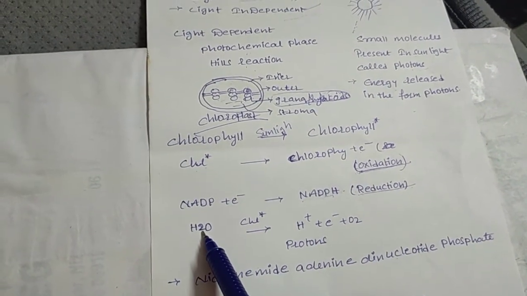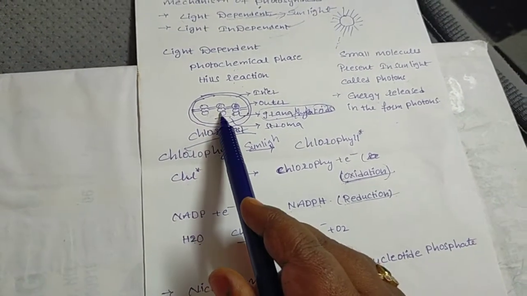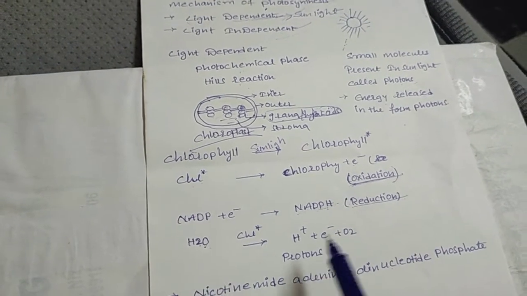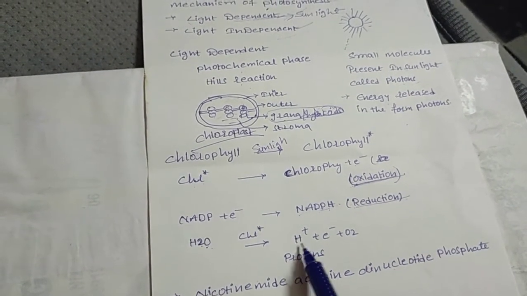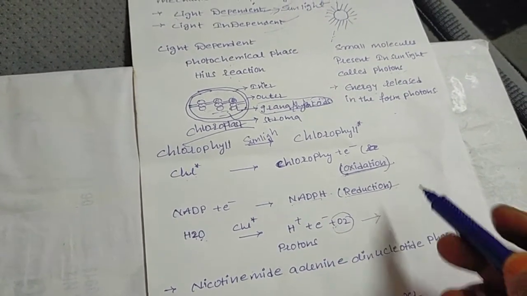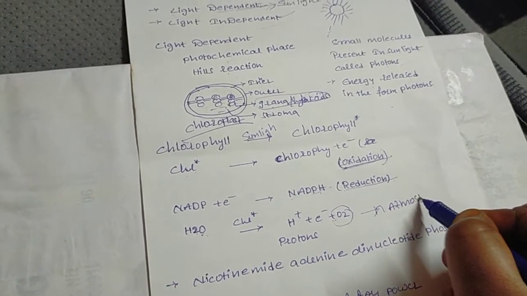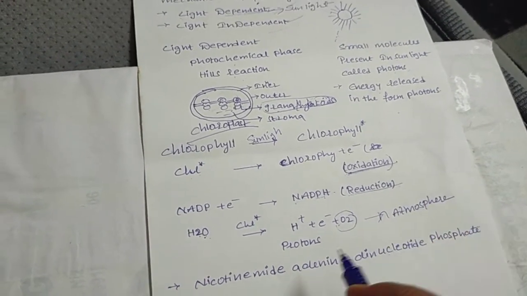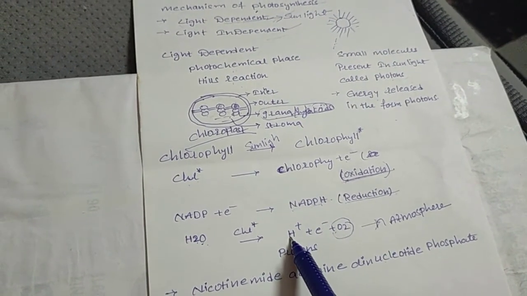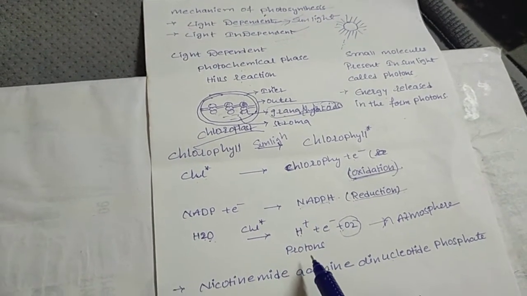When the water molecules enter the grana thylakoids, the water molecule is divided into H+ ions, electrons and O2. This O2 is released into the atmosphere, and these H+ ions remain in the grana thylakoid. Is it clear, everyone?